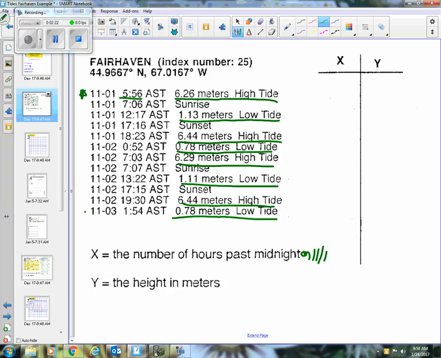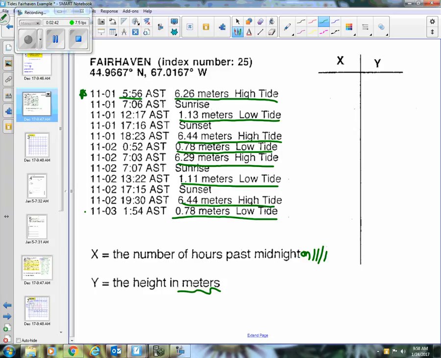Some of the data around the world you might see might come in feet. Mine happened to come in meters. So your X is your time and your Y is the height of the tide in meters. So we're going to do hours past midnight starting on the 1st. So at 5:56 in the morning, that would be 5 hours, almost 6, past midnight. So we're going to need to do some conversion.